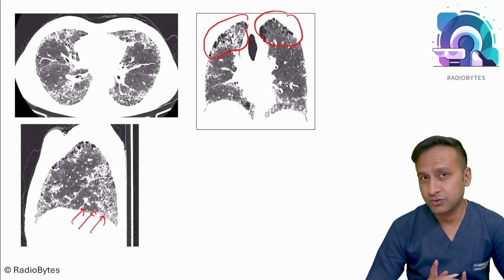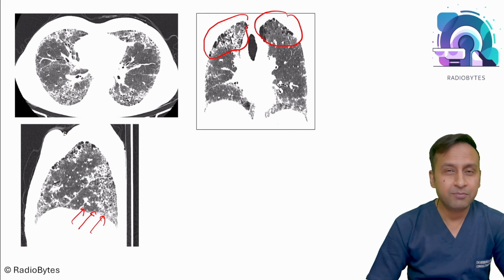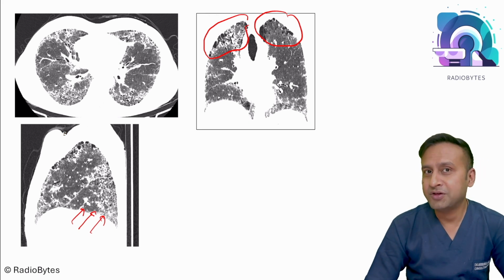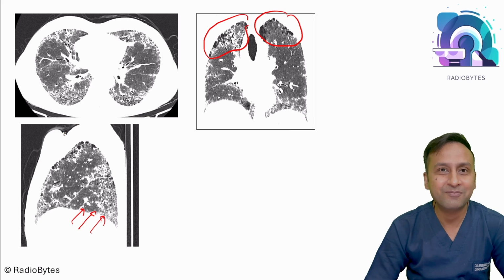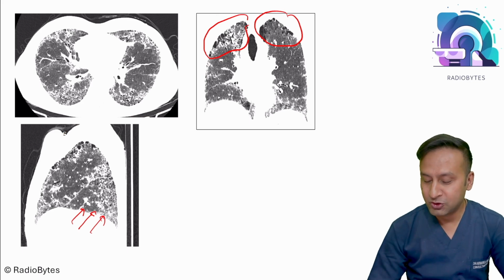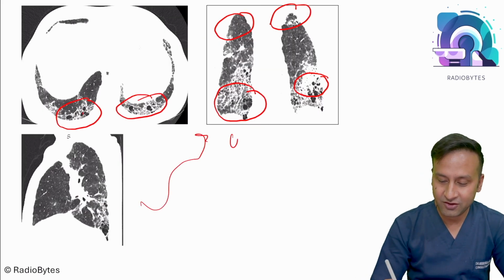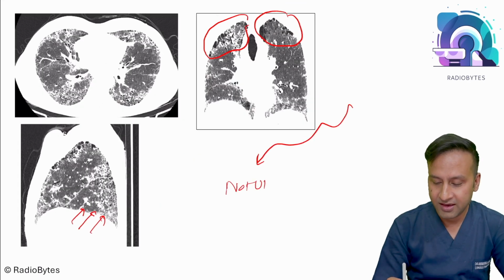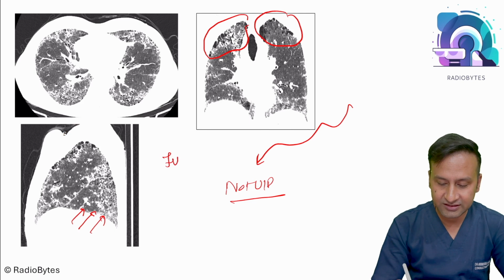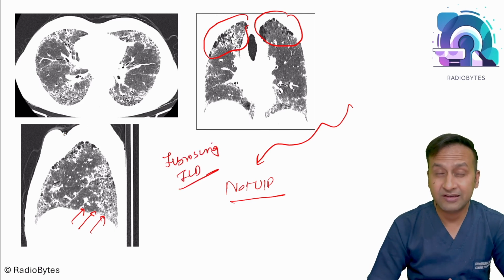Now, my question to you is, I'll give you a hint. One of them is a UIP and the other is not. So where are you going to put your money? Is this a UIP or is this a UIP? I hope the majority of you got it correct. This is a UIP while this is not a UIP. It is a fibrosing ILD because I can see all signs of fibrosis, but it is not UIP.